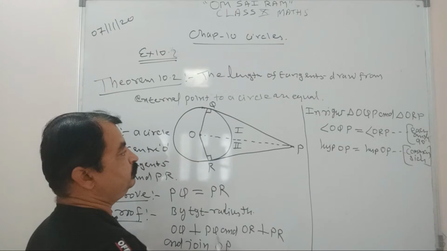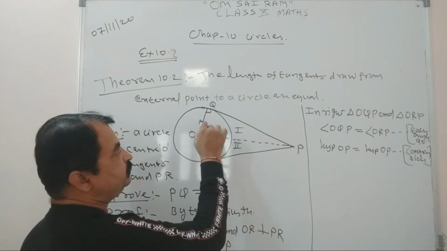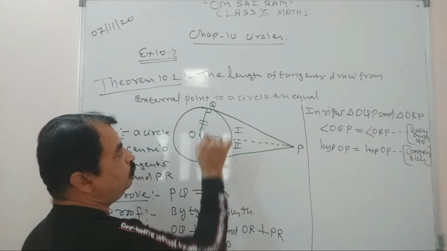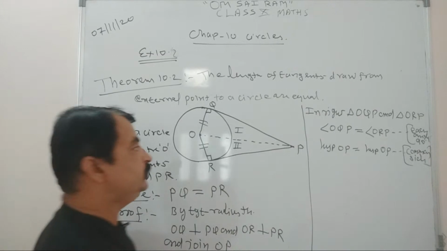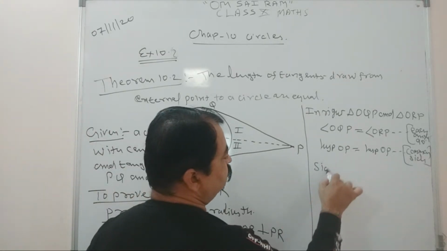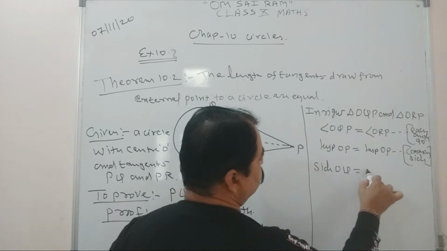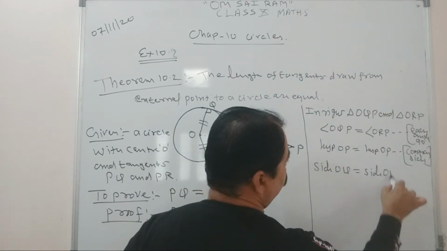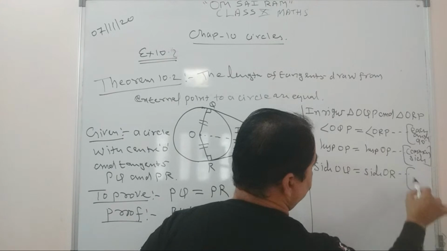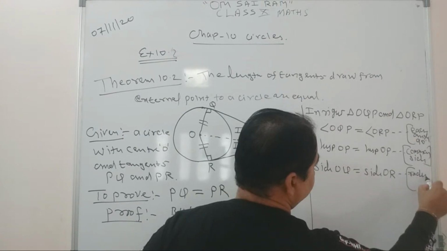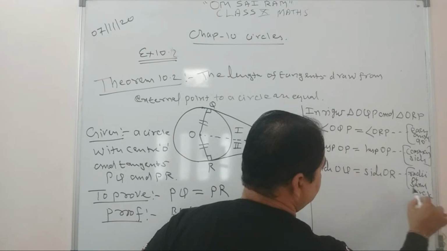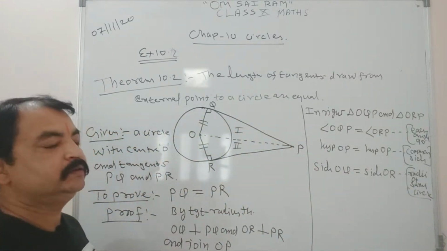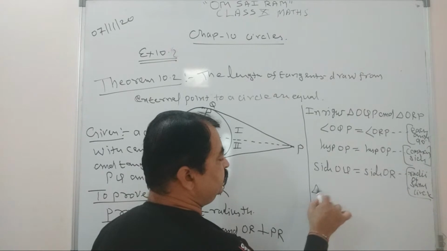Now, what must be the other? If you can see OQ and OR, children, they are the radii of the same circle. So side OQ is equal to side OR. The reason you will put is radii of the same circle.